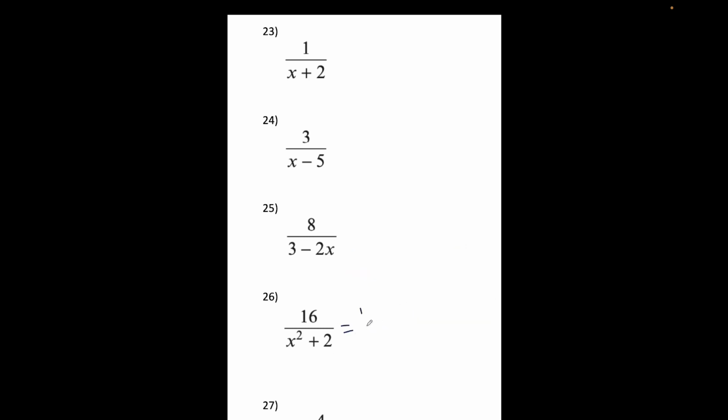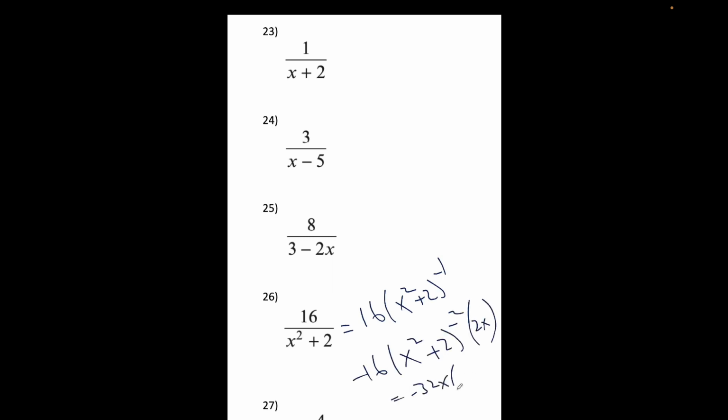Over here, isn't that the same thing as 16 bracket x squared plus 2 to the power of negative 1? Negative 1 times 16, negative 16 bracket x squared plus 2 to the power of negative 2 bracket 2x, which is equal to negative 32x bracket x squared plus 2 to the power of negative 2. Basic algebra so far, confirm.